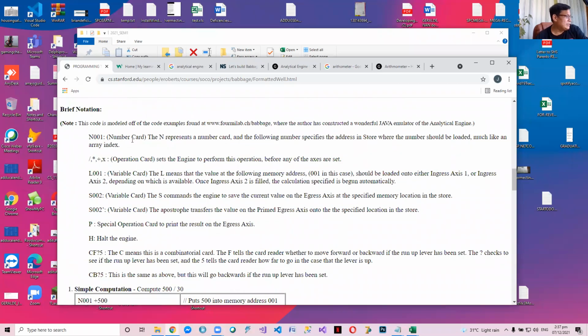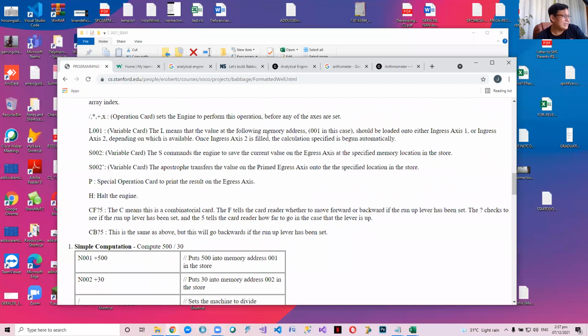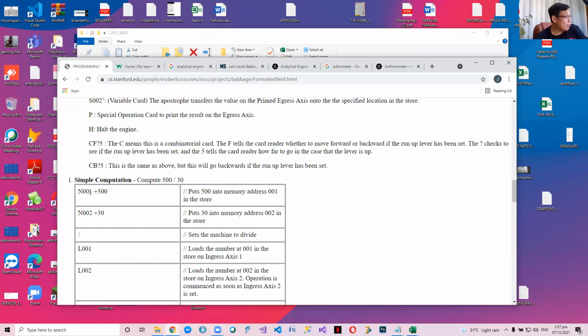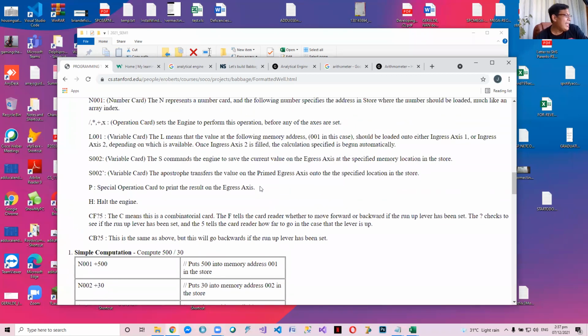Okay. For example, you have N001. N is a number card, which means N represents a number card, no? This is an example of a card, no? The following number specifies the address in the store where the memory should be loaded, much like an array index. So when you say N001, okay, 500. 500 is put into address 001 in the store. Do you follow? No? N is a number card. Okay.